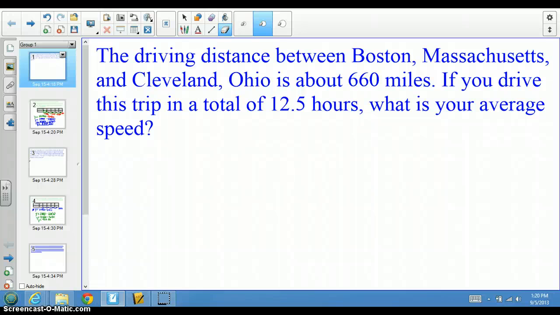Today we are going over applying algebra, how we can see it in the real world. A lot of it deals with story problems, maybe using formulas, setting up equations. This first example deals with distance. So the driving distance between Boston, Massachusetts and Cleveland, Ohio is about 660 miles. If you drive this trip in a total of 12 and a half hours, what is your average speed?